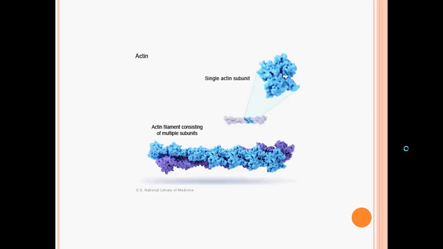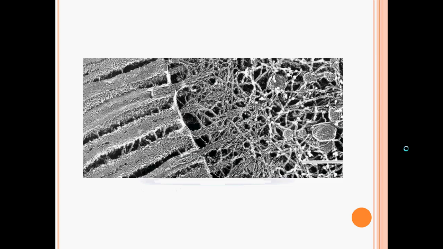Microfilaments are made of actin monomers. One microfilament strand is made of 2 actin strands that are intertwined. They are located right under the plasma membrane, which is right here. These are the microfilaments. What they do is they resist tension, which is the pulling of the cell membrane.